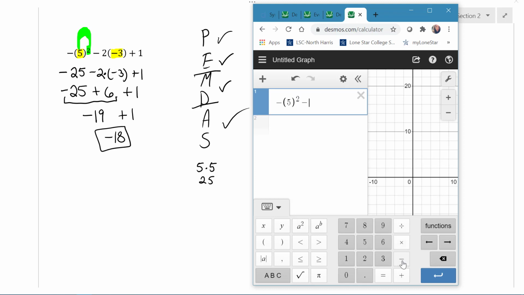Then I'm going to type minus 2, parentheses, negative 3, come outside of the parentheses, and then put the +1. So I'm going to copy that directly into Desmos as I see it. The nice thing about Desmos is that it will do order of operations perfectly for you. Okay, so I encourage you to use Desmos. It's a good idea. Okay.